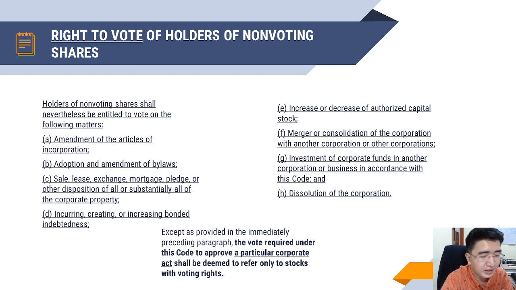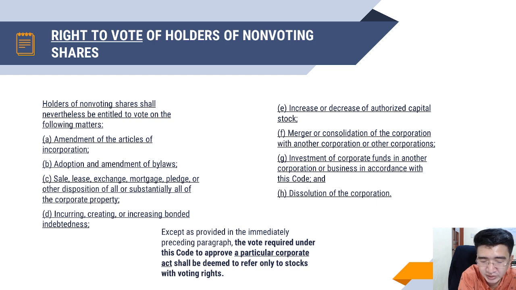And then, incurring, creating, or increasing bonded indebtedness. Precisely, as owners, kapag mag-create ng utang, di ba, ng obligation, ng indebtedness, they must have a say in the corporation. Kaya kahit non-voting shares yan, meron silang right to vote. Increase or decrease of authorized capital stock. They have the right to vote. Why? Kasi affected din ang shares nila dyan. Merger or consolidation of the corporation, precisely they are owners. Diba? Investment of corporate funds in another corporation, just like in merger or consolidation. Then, dissolution of the corporation.